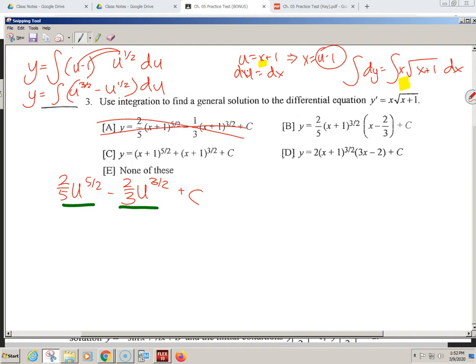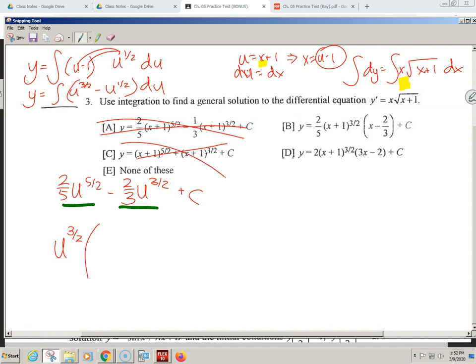You can keep going. Pull out a 3/2u. Yeah, I can pull out a u to the 3/2. Does that make sense where these two came from? Yeah. Oh, there we go. Maybe it's a B or a D. Wait a minute, there's no way it's C. Look at that. They don't even have any numbers. So now we have a B or a D.